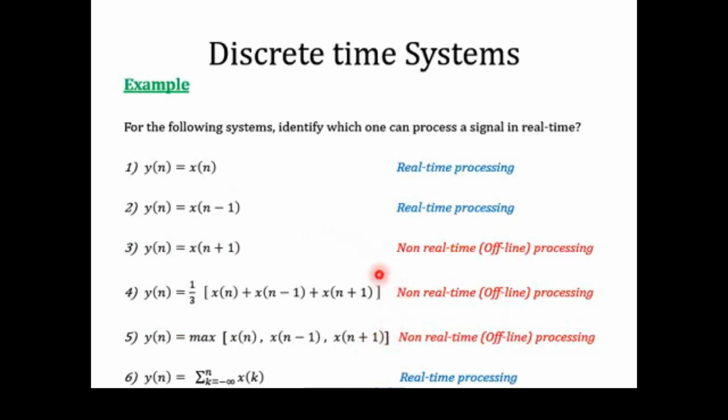They can handle only the recorded data because for the calculation of y of 3 we will need x of 4. For the calculation of y of 5 we will need x of 6. So it can happen only when the data has already been recorded. While in the case of real-time processing systems, if the current output value depends just on the current sample of input or the previous samples of our input, then those systems can handle our signal in real time because there is no need to access the future samples of our input.